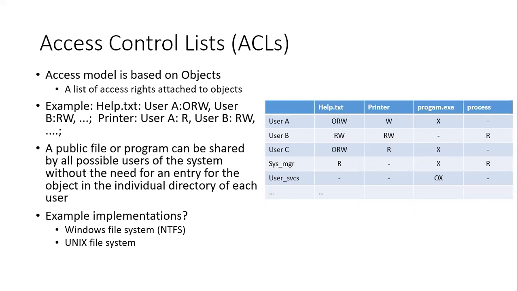A public file or program can be shared by all possible users of the system without the need for an entry for the object in the individual directory of the user. An example of implementation is Windows. They implemented it in the Windows file system, which is called NTFS. NTFS is the New Technology File System. Basically, before that there was the FAT system in Windows.